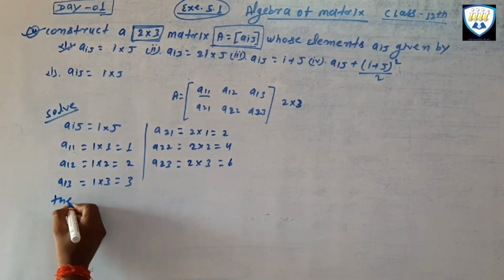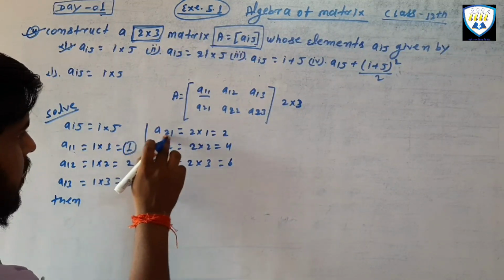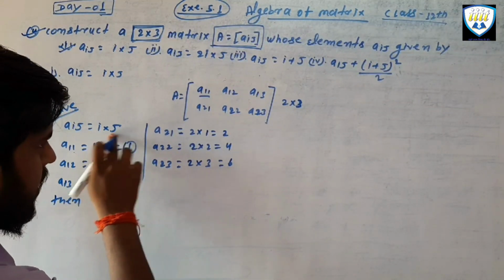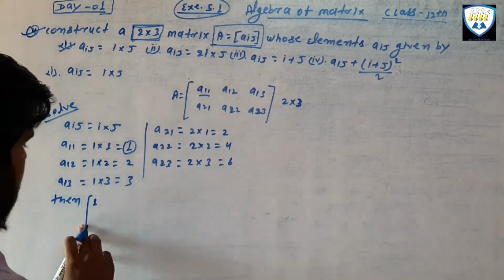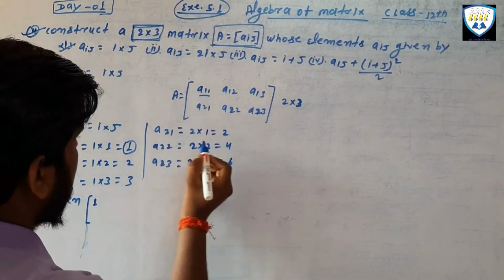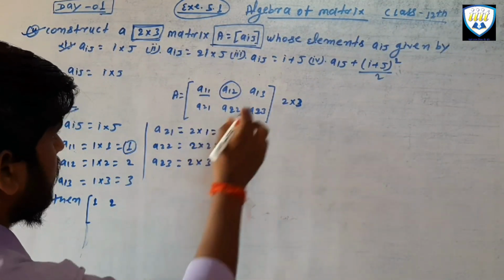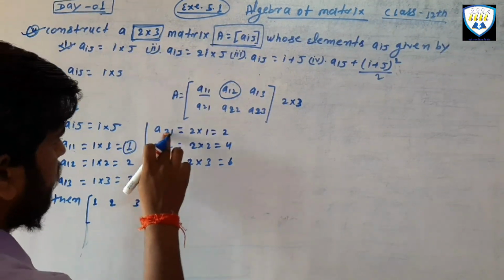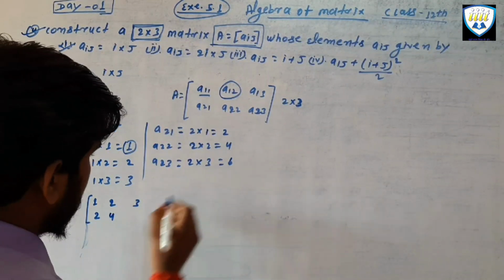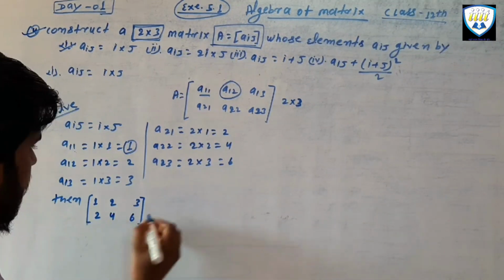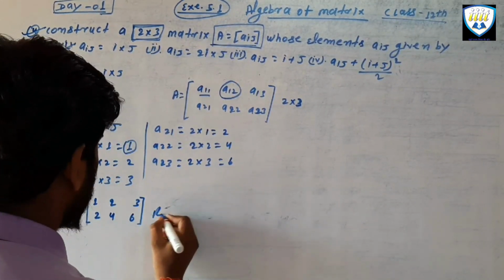Then the matrix has A11 equals 1, A12 equals 2, A13 equals 3, A21 equals 2, A22 equals 4, A23 equals 6. This is the matrix for Aij equals i into j. That's the answer.